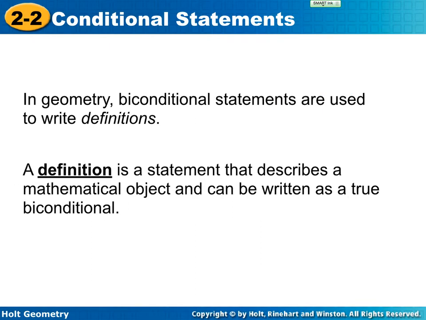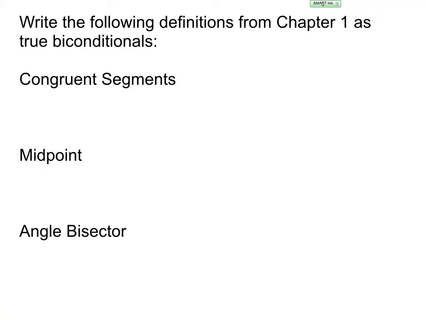A definition is a statement that describes a mathematical object. It's always a true biconditional, I said. So let's think back to chapter 1. Think of your definition of congruent segments. And all we're going to do for these last 3 examples is write them with if and only if. I don't think you have the congruent segments in your notes, so we'll do that one as a sample.